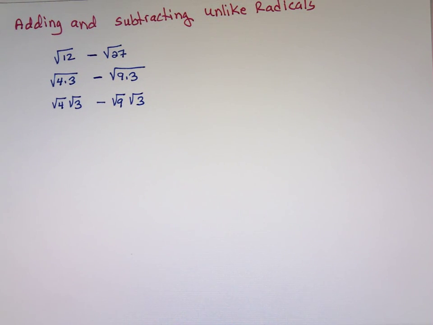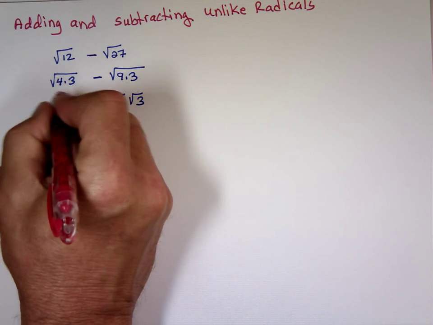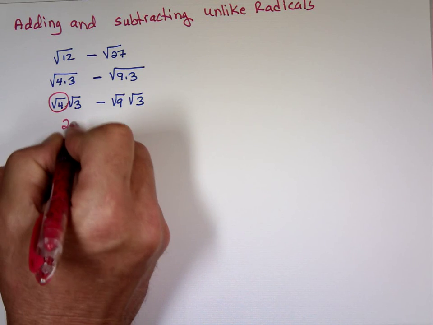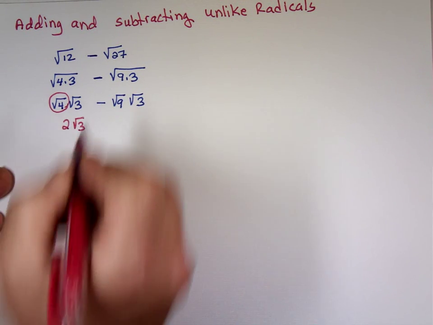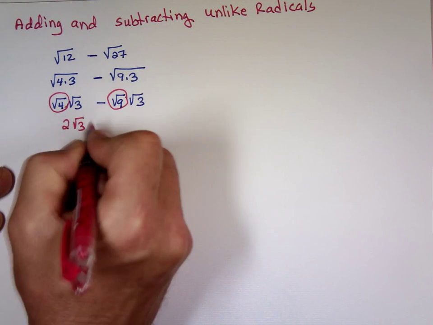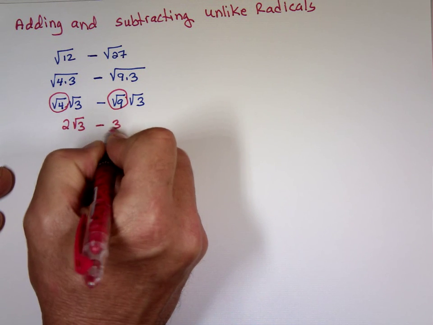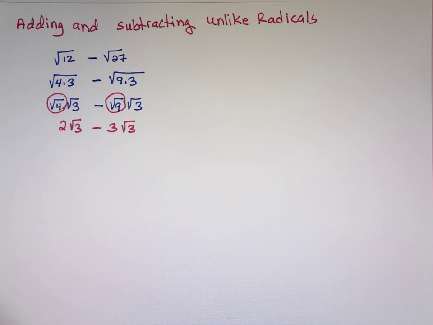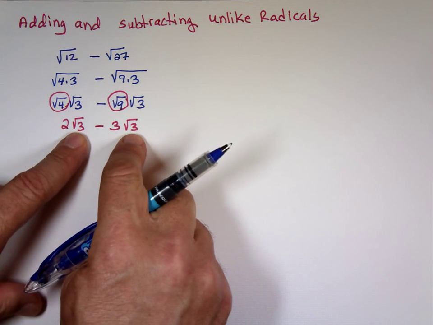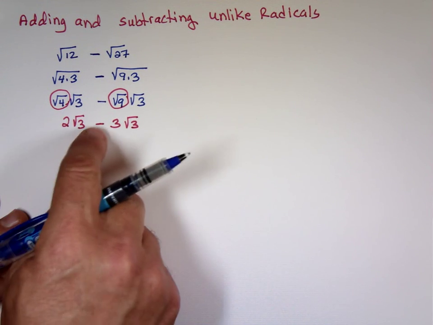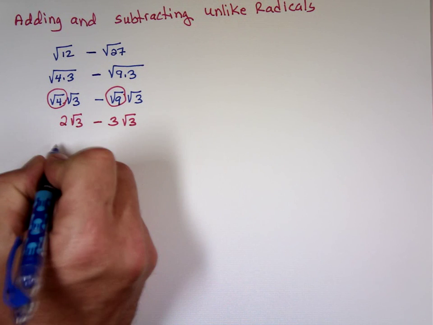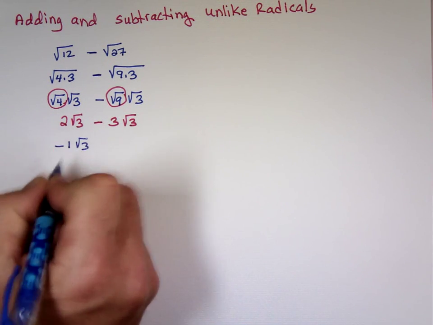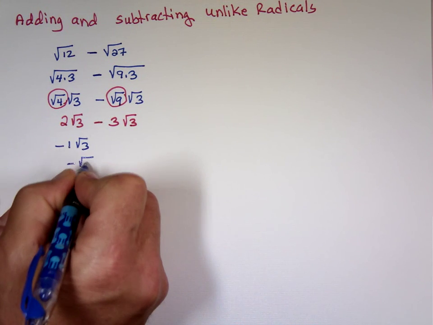And what is the square root of 4? The square root of 4 is just 2, and there's the radical of 3. And what is the square root of 9? That's 3 radical 3. Now these are like radicals. So 2 minus 3, which is what? Negative 1, the square root of 3. We never have to write the 1, that's minus the square root of 3.